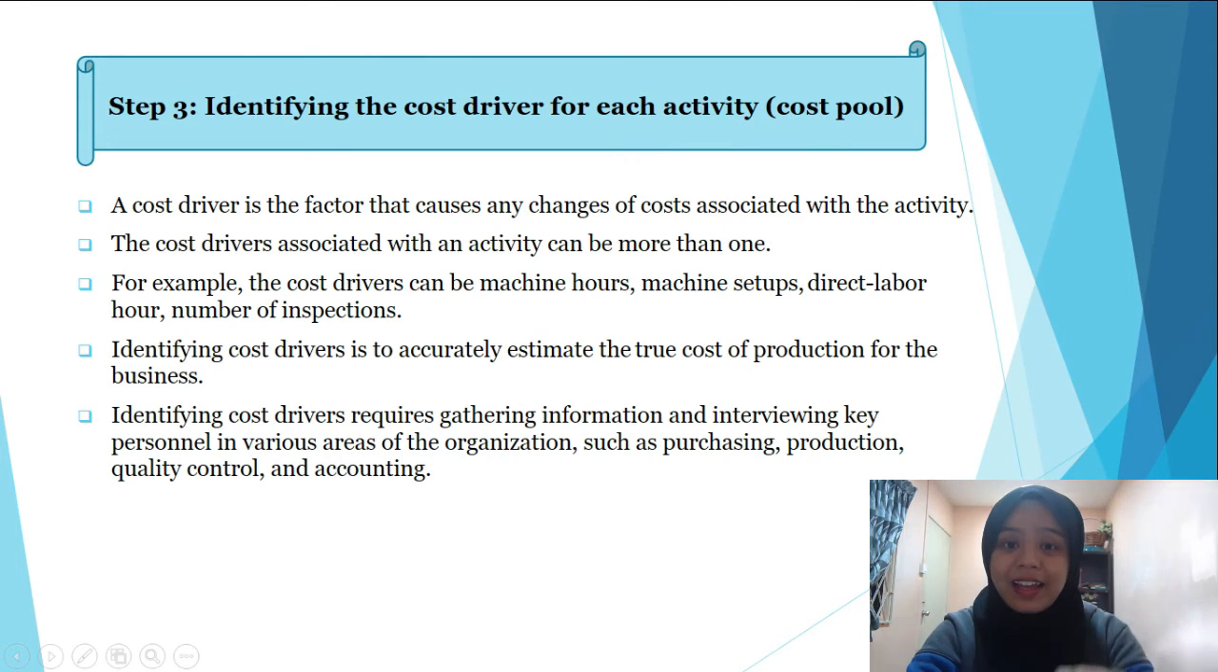So for step 3, identifying the cost driver for each activity or cost pool. A cost driver is a factor that causes any change of cost associated with the activity, and there can be more than one. For example, the cost driver can be machine hour, machine setup, direct labor hour, and number of inspections. The cost driver can accurately estimate the true cost of production, and it involves gathering information and interviewing key personnel in various areas of the organization such as purchasing, production, quality control, and accounting.